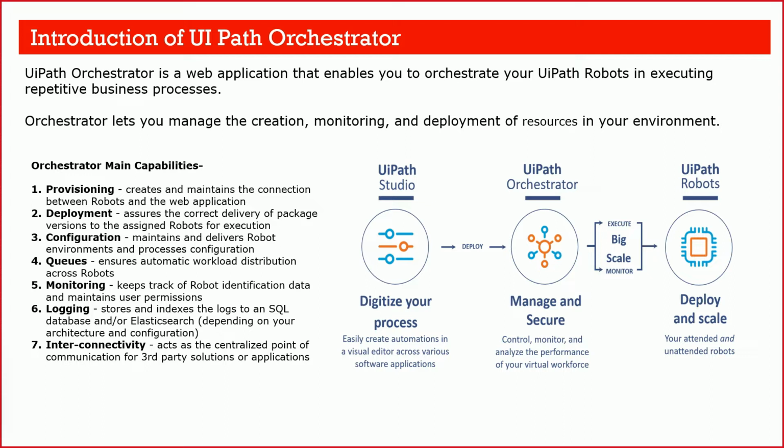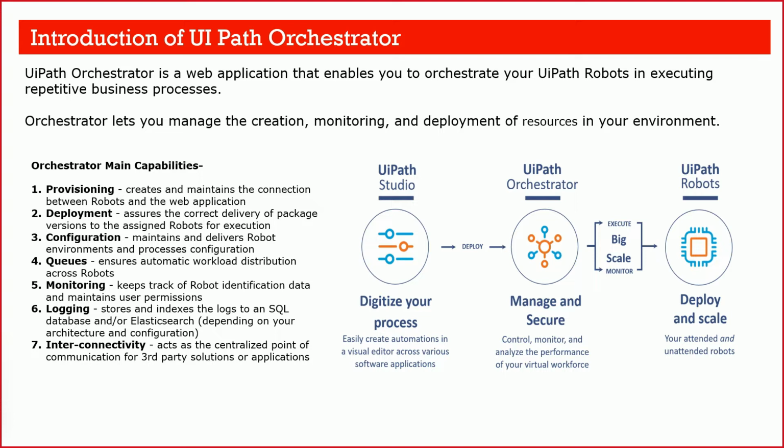Now let's talk about the main capabilities or main components of UiPath Orchestrator. This is a very common interview question. People will ask you to list the UiPath Orchestrator's main capabilities, what you can do from the UiPath Orchestrator. The first thing we can do is provision machines and create a connection between robots, which maintains the connection between the UiPath Orchestrator web application and the robot, right?